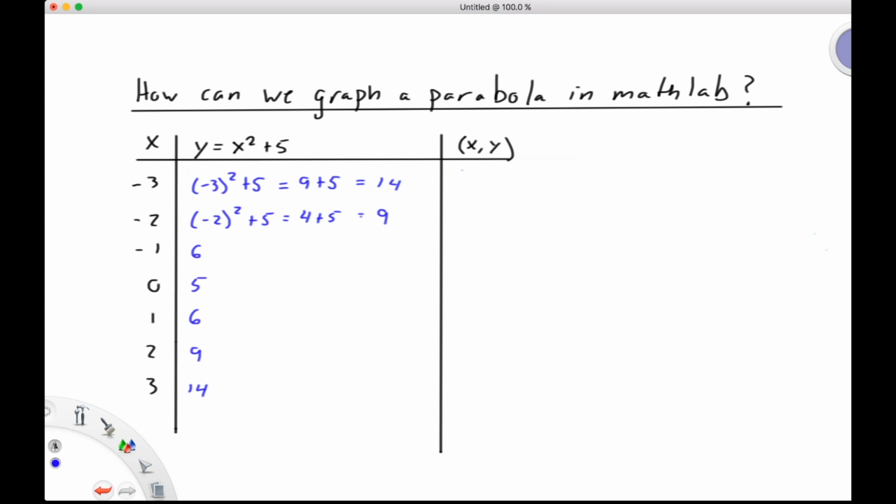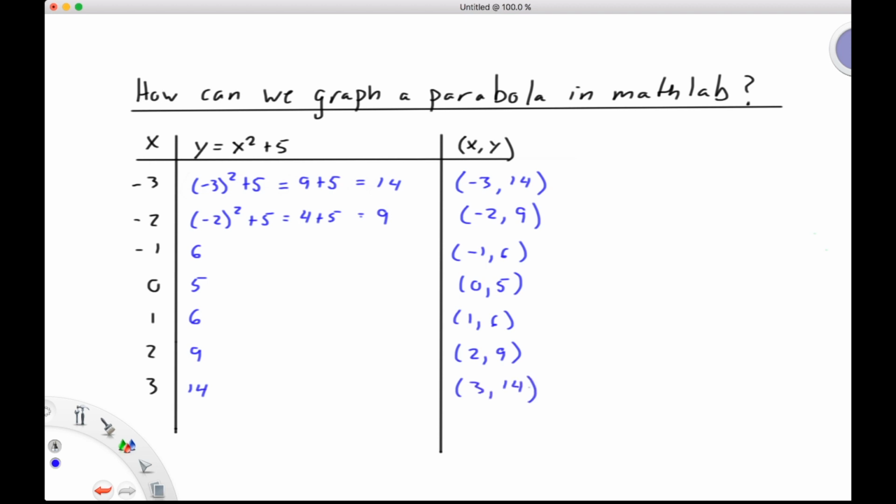So here, the x value is -3 and the corresponding y is 14. Right here, the x value is -2 and the corresponding y is 9. Right here, -1, 6, 0, 5, 1, 6. We can continue to fill this out the whole way down until we have this big set of ordered pairs that we can then plot on the graph to get a sense of what the picture will look like. And so let's take a look at that next.